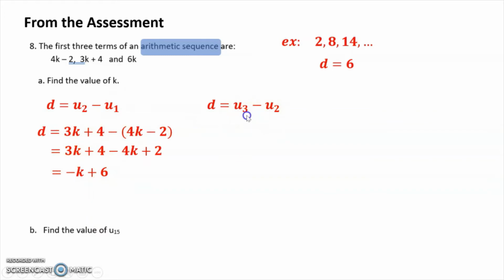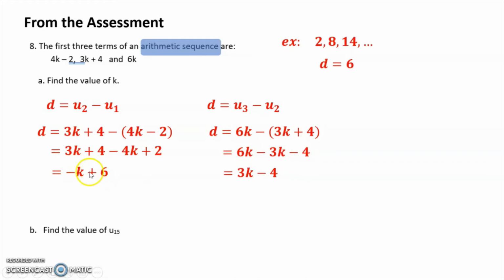Okay, so let's try it here. Now we're going to use U3 and U2. U3 is 6k minus U2 in parentheses. Now apply the negative to both parts. So 6k minus 3k minus 4. And 6k minus 3k is 3k minus 4. Now, the next important step is here.